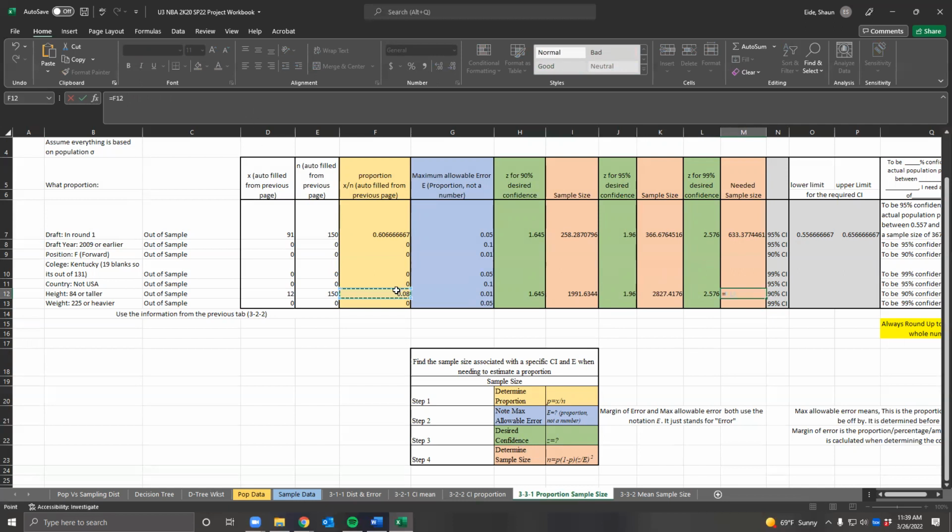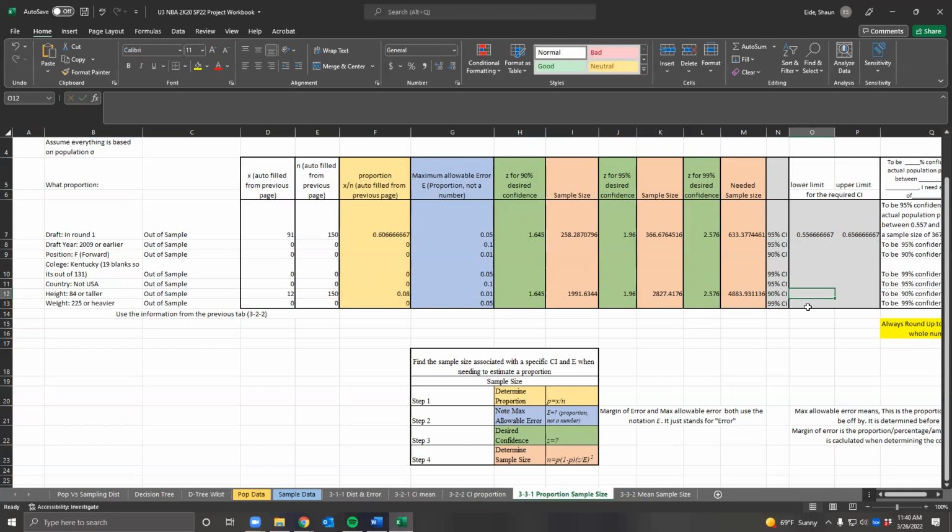Last but not least, equals the proportion multiplied by 1 minus the proportion multiplied by the z-score divided by the maximum allowable error, which once again I forgot to put the parentheses in there. The z-score divided by the maximum allowable error, and then you square it. And so now we need 4,884 samples right there.